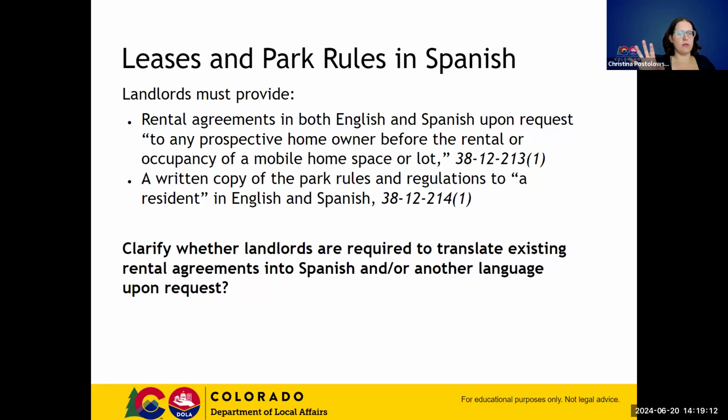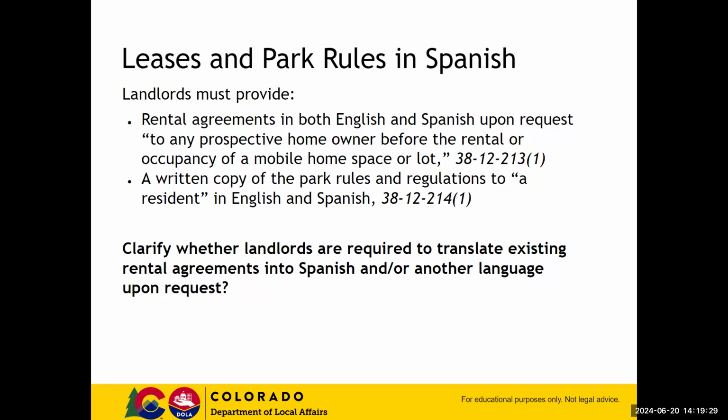whether rules and regulations might need to be provided to current tenants in Spanish, either upon request or across the board. But we have not clarified that yet. Okay, that helps. That helps a lot. Thank you.